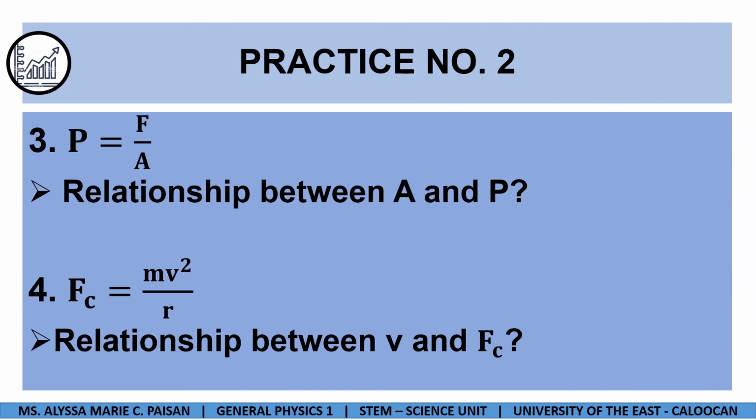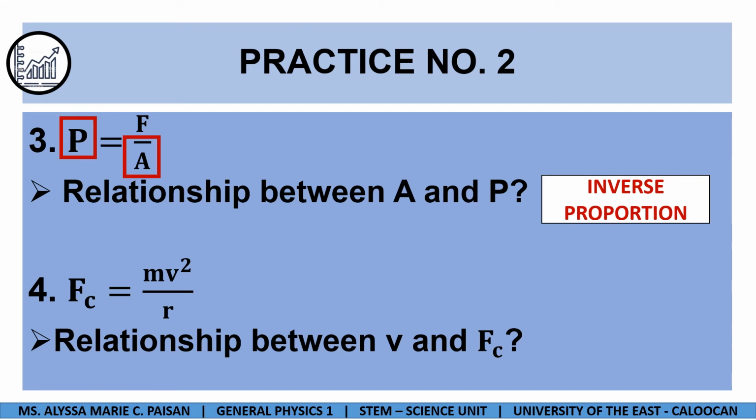For number 3, we are given P is equal to F over A, and your task is to determine the relationship between A and P. The relationship between A and P is inverse proportion. How is that determined? Look at A. A is actually in the denominator, while P again is in the numerator of a fraction with an invisible denominator of 1.